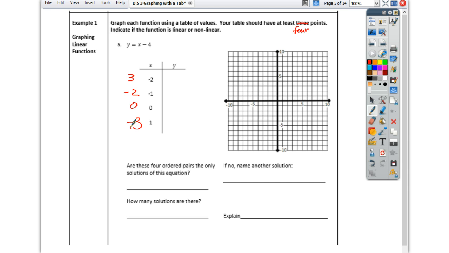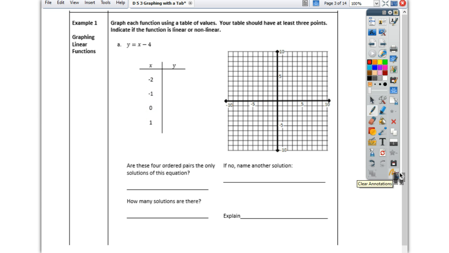Another hint, when you make up your 4 numbers, these are really good ones to use because they're close to the what? They're close to the origin. I mean, I could use 10, but then, or 20, but if I go up here, what's 10 minus 4? 6. So I'm going to go 10 and 6. If I use 20, it's going to be off my graph. So it's always best to use your smaller numbers.